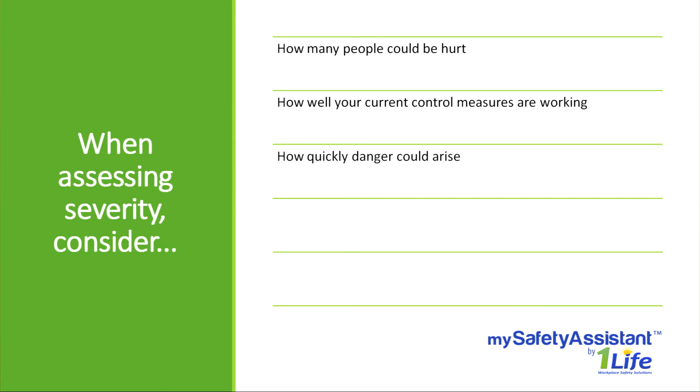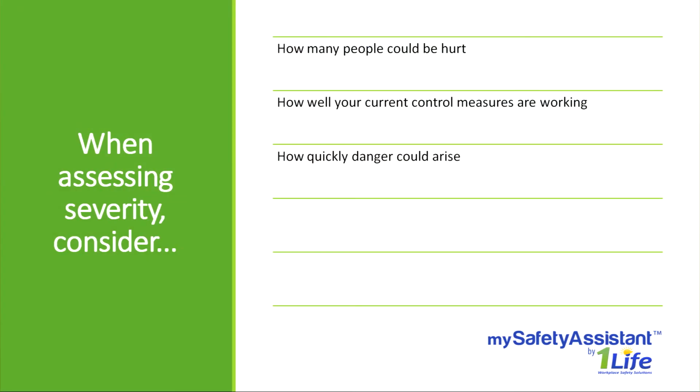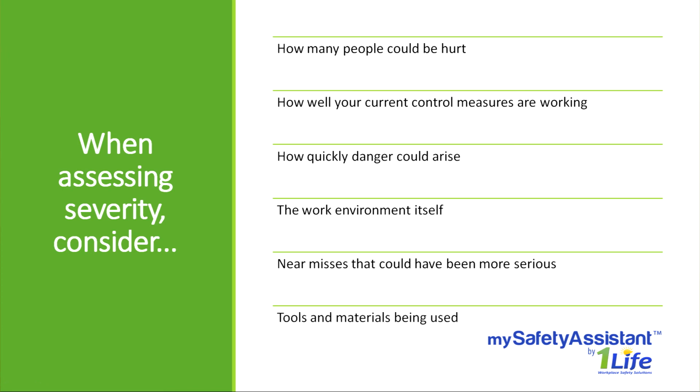Also, how quickly the danger could arise. If there is some hazard, are people going to have warning? Or is there going to be something like carbon monoxide where there is no warning? You can't smell it, you can't know that it's happening. And the work environment itself. Is the work environment cluttered and people can't move quickly if they need to? You need to consider that. You want to look at near misses that could have been much more serious in the past. And you also want to look at the tools and materials being used.